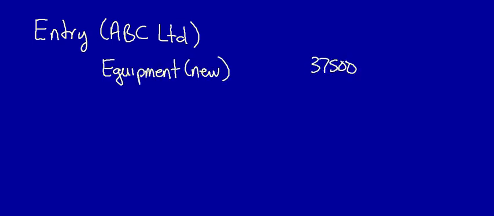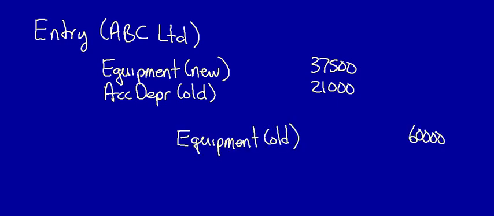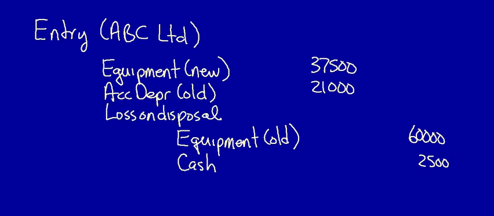This entry is, of course, for ABC Limited. First, we recognize the new equipment at the value of the asset given up, which we've just calculated, $37,500. We then have to get rid of the accumulated depreciation of the old equipment, $21,000. We also have to eliminate the old equipment, the original cost, $60,000. And we have to recognize that we gave up cash, $2,500. Now, in order to make this entry balance, we recognize a loss on disposal, $4,000.